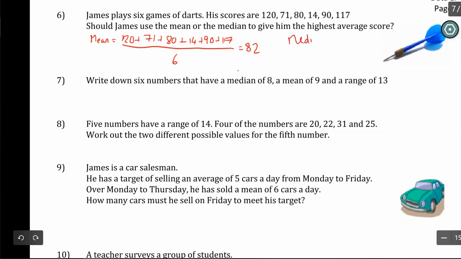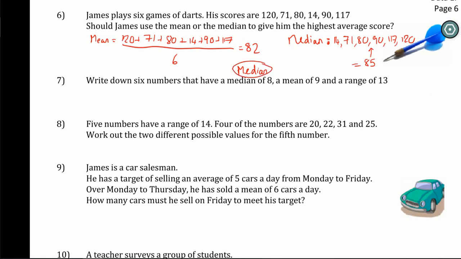Median, you need to put them in order. So 14 was the lowest, then 71, then 80, 90, 117 and 120. So the median is between 80 and 90, the median was 85. And the median gives the higher total, so the median is the answer.